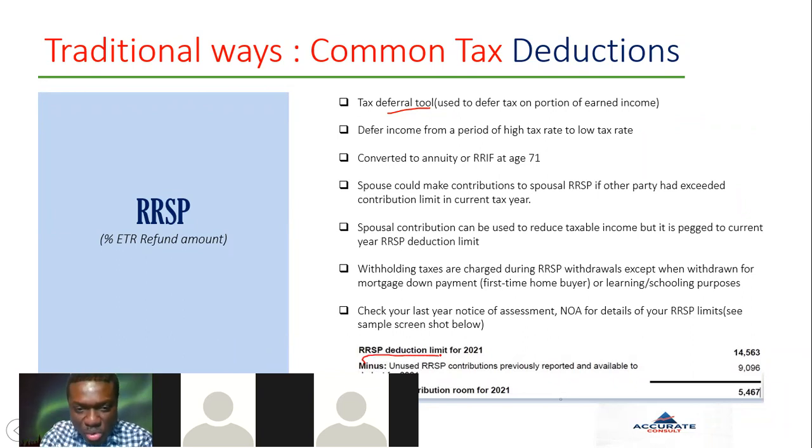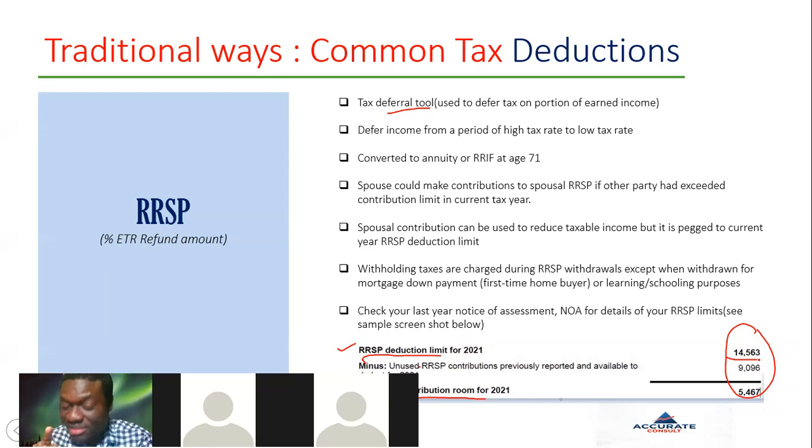Then we also have what we call contribution limits or contribution room. If you go and check your notice of assessment for last year, you will see all these numbers. Now, the deduction limit relates to what you can deduct from your taxable income. For example, for this particular client, the amount the client can deduct for 2021 is 14K. That's the amount the client can deduct.